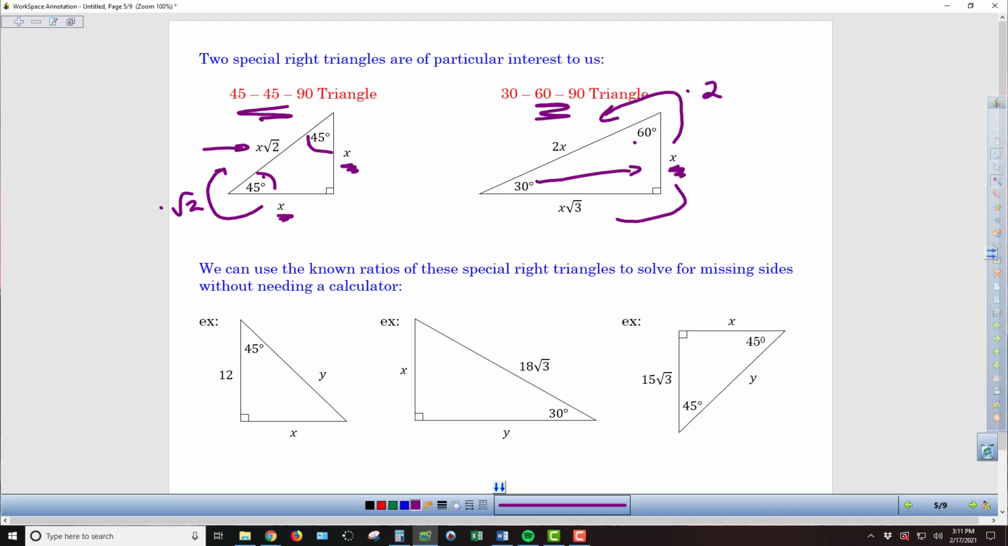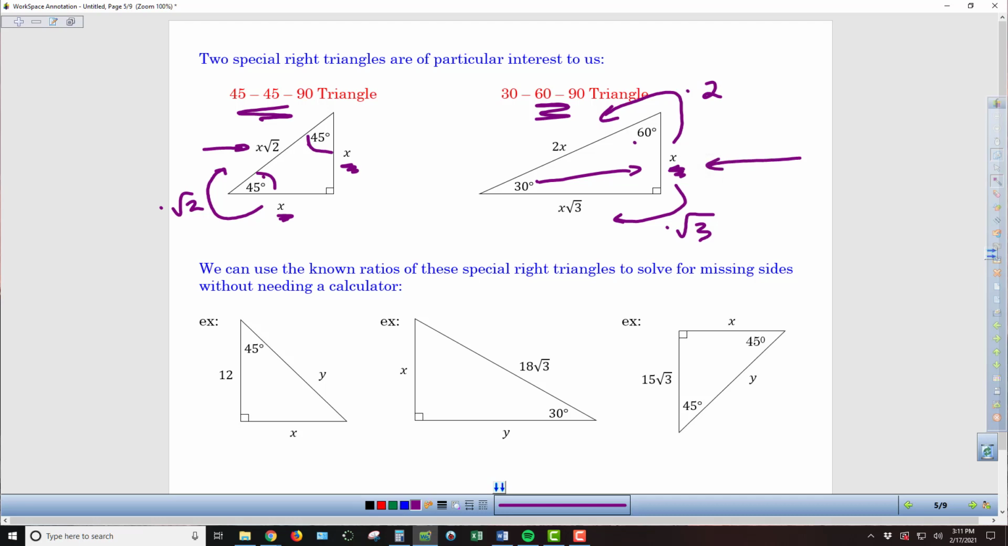And to get to the other leg, the longer leg, the side that's across from the 60-degree angle, we can take that short leg and multiply by root 3. And of course, if we're going the opposite direction, if we know the long leg, we can divide by root 3 to get the short leg. If we know the hypotenuse, we can divide by 2 to get the short leg. But it all pivots off of knowing that short leg.